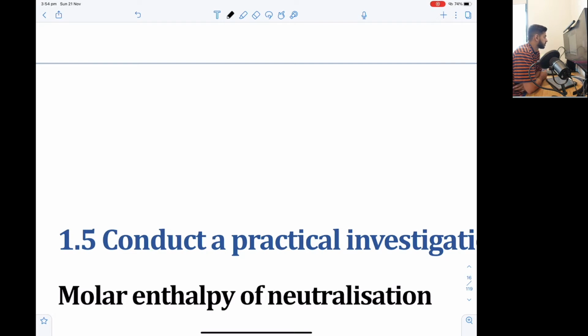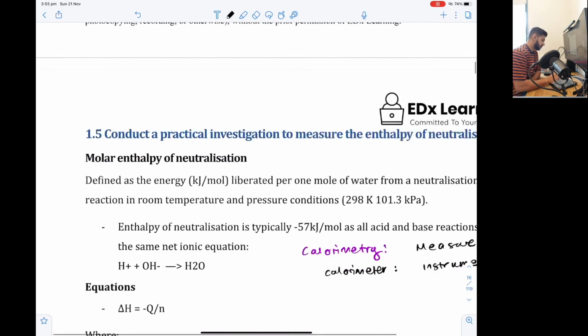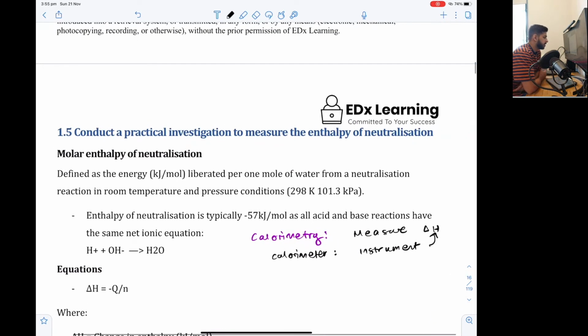Now, in general lab settings, what would the pressure and temperature be? Because you've got to standardize this, right? You could get a different molar enthalpy if you're doing it in the Antarctic or whether you're doing it in Uluru. So what's the typical temperature and pressure in a lab? 25 degrees Celsius and 100 kilopascals. Exactly. Room temperature pressure conditions. So that is the literal word for word definition. Have a look at this. The energy in kilojoules per mole liberated per mole of water at RTP, room temperature and pressure.